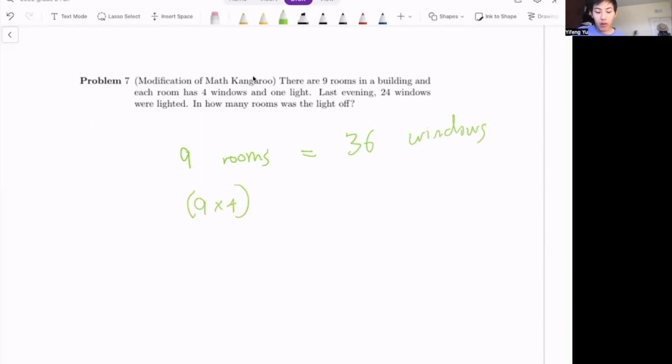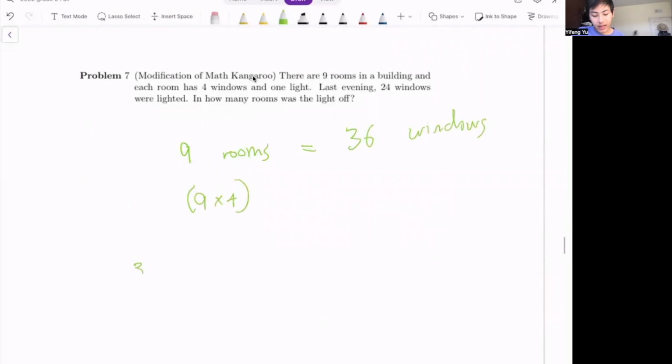And last night, 24 windows were lighted. So basically, it's 36 minus 24. That just gives us 12. So 12 is the number of rooms that were not lighted since 24 were lighted. So therefore, the answer is 12.